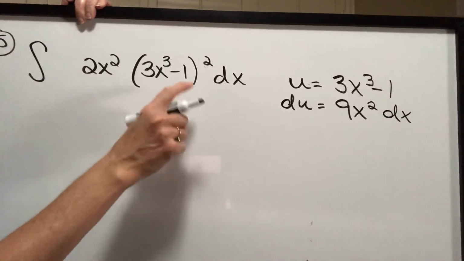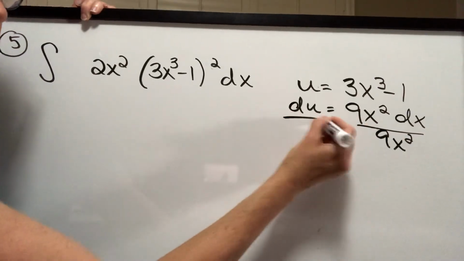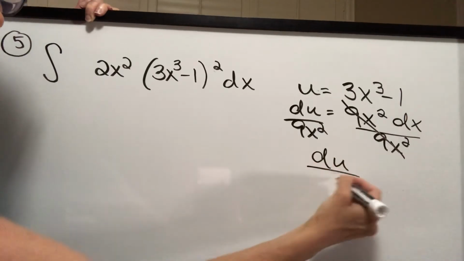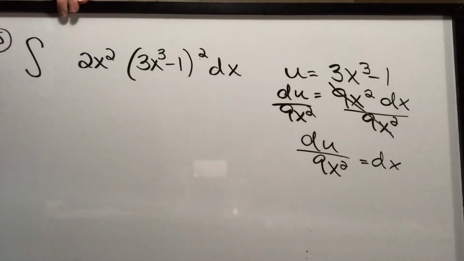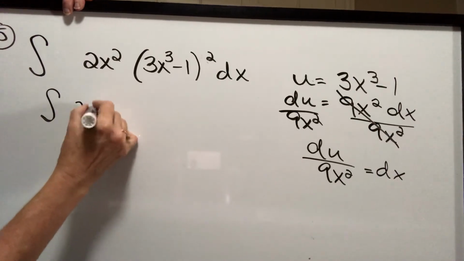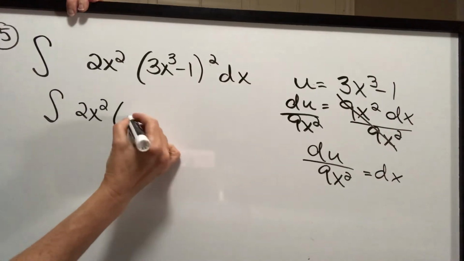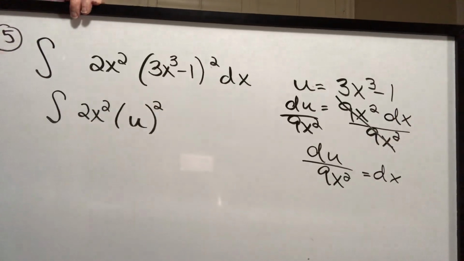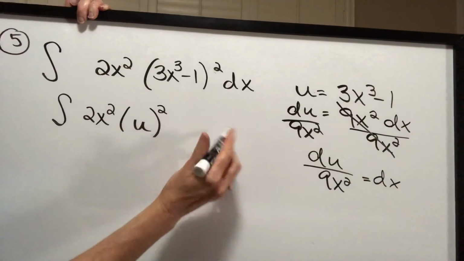So I want to plug in something over here for dx, so I'm going to need to divide both sides by 9x squared. That will cancel those, and I'll have du over 9x squared equals dx. Okay, so go back in and fill in the u's. The 2x squared at the beginning, just keep that the same. The part in parentheses you replace with u, since u is 3x cubed minus 1, and that is still squared. And in place of dx, you're going to put du divided by 9x squared.